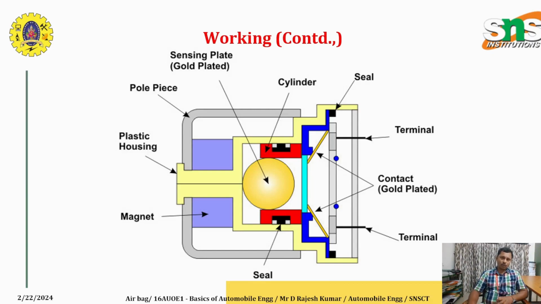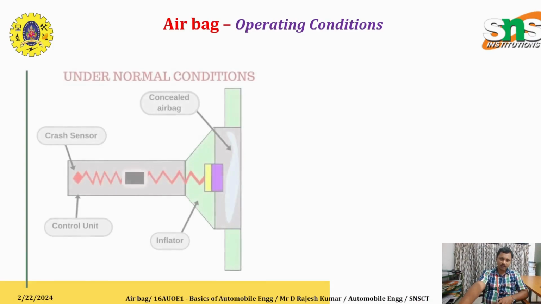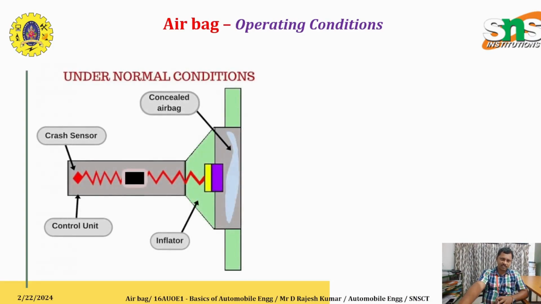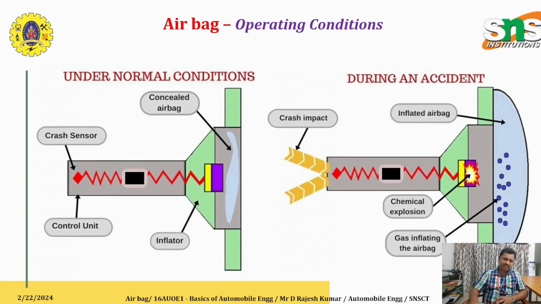So this is a working diagram. You can see here the pole piece, cylinder, seal, terminal, contact points that are gold plated, terminal again, the magnet, housing. It's an actuating mechanism which actuates the airbag. There are different operating conditions, under normal condition and during an accident. In the normal condition, the crash sensor is in its own position. The control unit, the inflator unit, the concealed airbag. So it is in the concealed part.